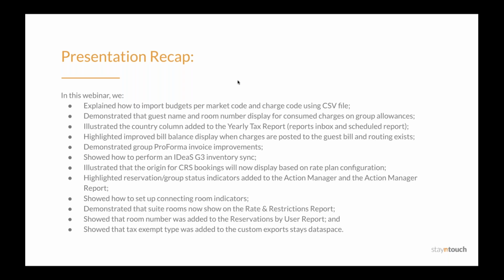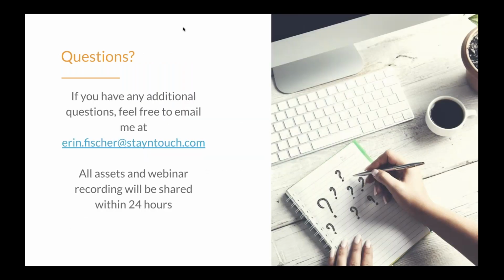highlighted reservation and group status indicators added to Action Manager and Action Manager report, showed how to set up connecting room indicators, demonstrated that suite rooms now show on the rate and restrictions report, showed that room number was added to the reservations by user report, and showed that the tax exempt type was added to the custom exports stay data space.